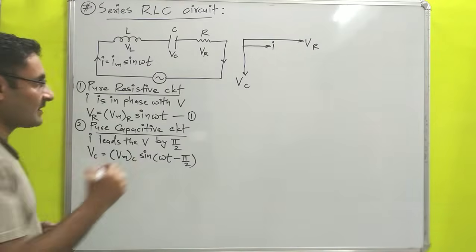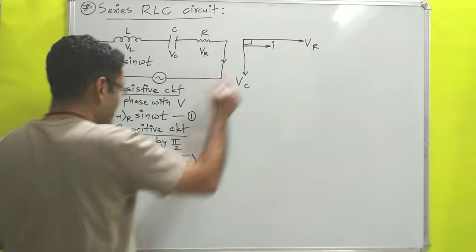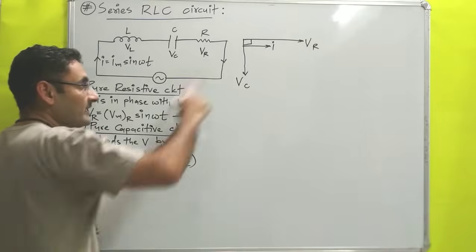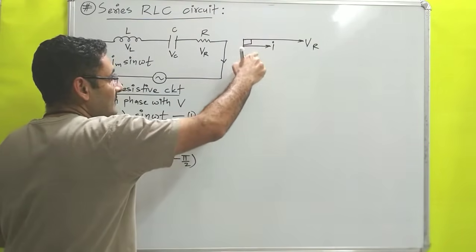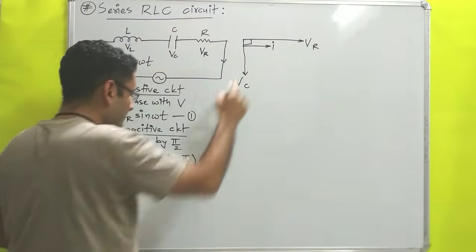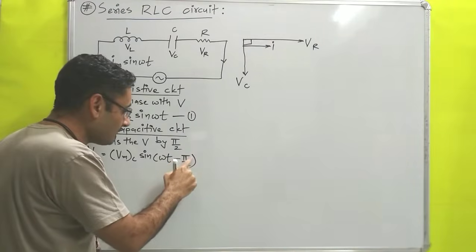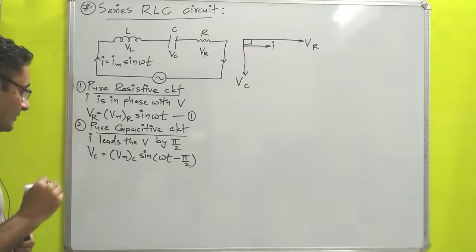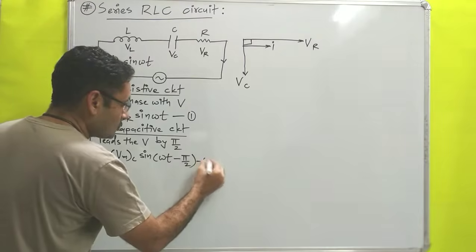Why are we writing minus pi by 2? Because over here, whatever potential is there, that potential lags behind the current, यानी potential current से पीछे चल रहा है. पीछे means minus, कितना पीछे? pi by 2 जितना पीछे. Okay, so say equation number 2.